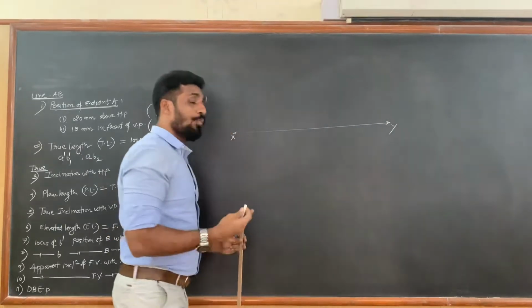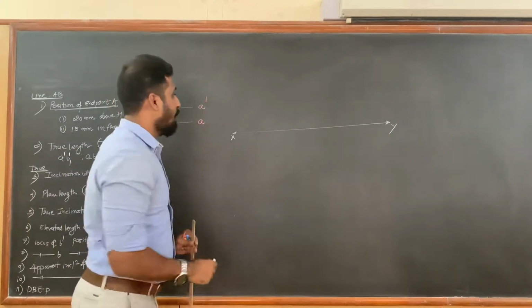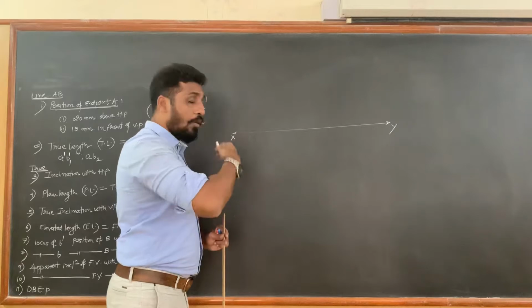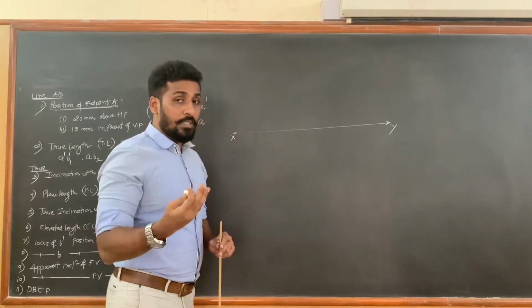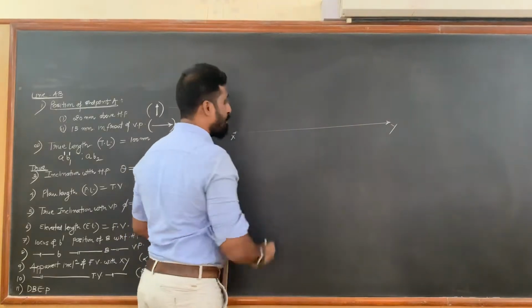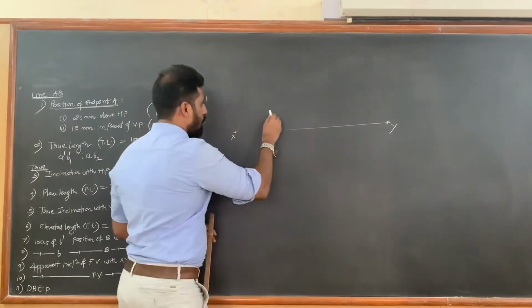Then it is told to me that the endpoint A is 20 mm above HP. I know in the first quadrant, the front view will be seen above the XY line and the top view will be seen below the XY line. So this is my 20 mm length. This is say 15 mm length.